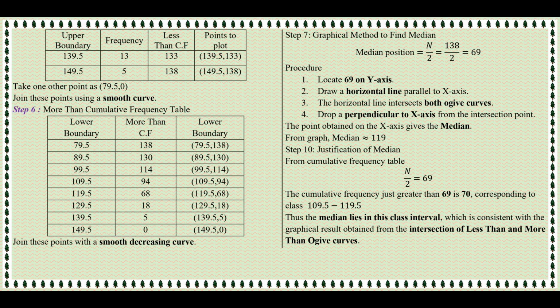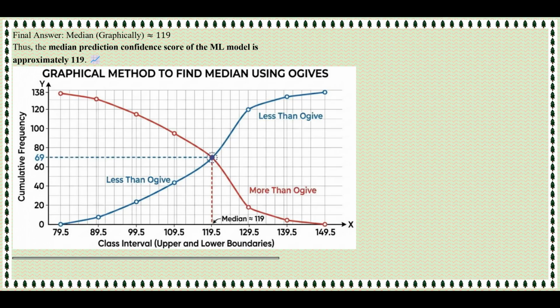Now comes the key idea, finding the median. The formula is median position equals n divided by 2. So median position equals 138 divided by 2, which is 69. Now locate 69 on the y-axis. From this point, draw a horizontal line parallel to the x-axis. This horizontal line will intersect both curves. From the point of intersection, drop a perpendicular line to the x-axis. The point where it touches the x-axis gives the median. From the graph, this value comes approximately equal to 119. So we say median equals approximately 119.